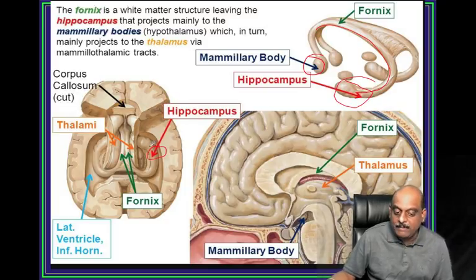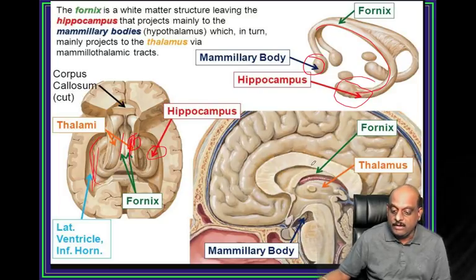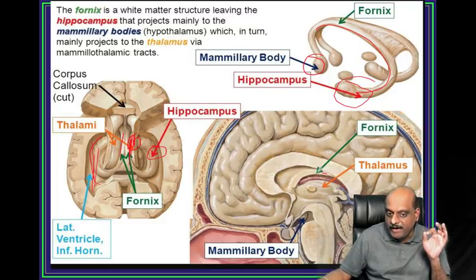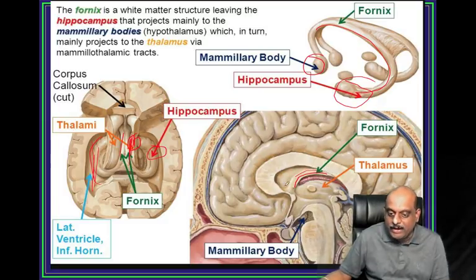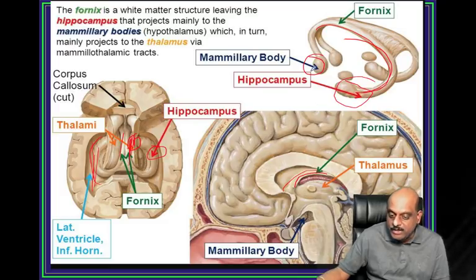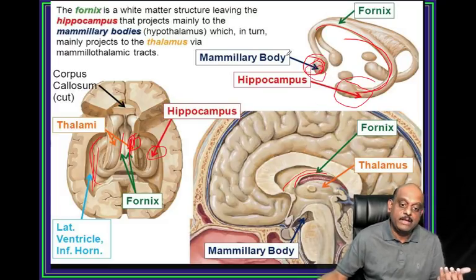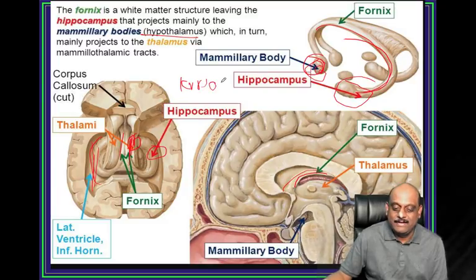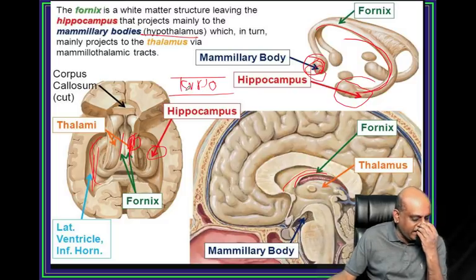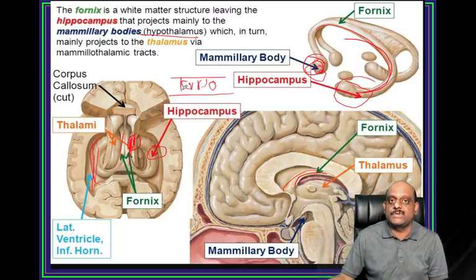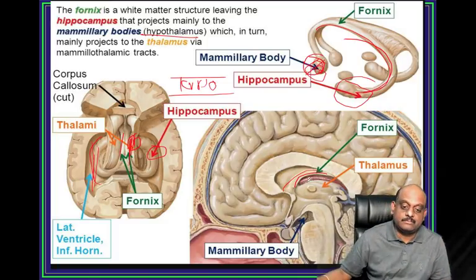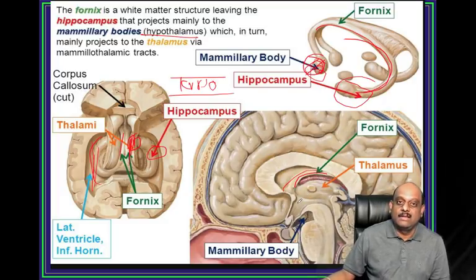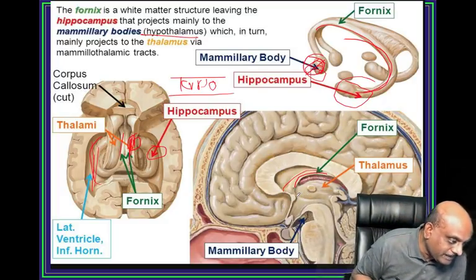So the hippocampus, thalami, fornix, this is the lateral ventricle, inferior horn. So the fornix is this white matter structure leaving the hippocampus, and that projects to the mammillary bodies. Mammillary bodies are there in the hypothalamus. You remember Korsakoff psychosis due to vitamin B1 deficiency. It is mammillary body necrosis which is associated with it. So it is very important for our memory. And the mammillary body in turn projects to the thalamus. All your sensory inputs go to the thalamus, right?